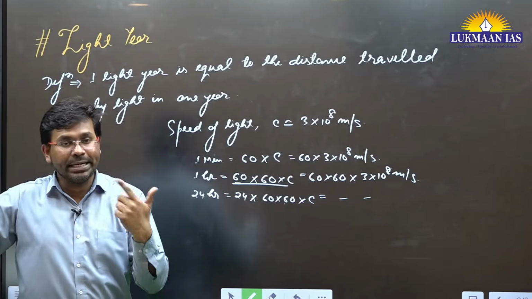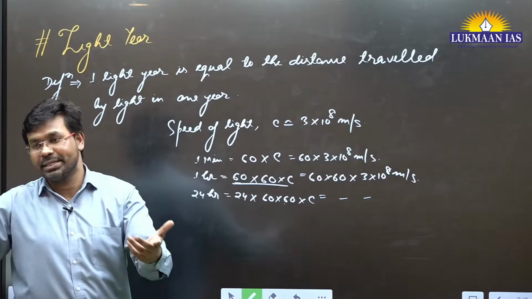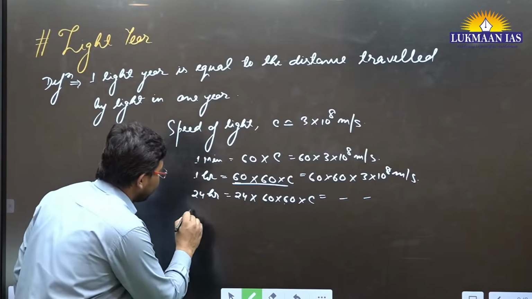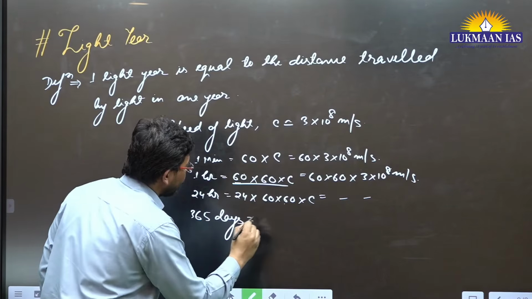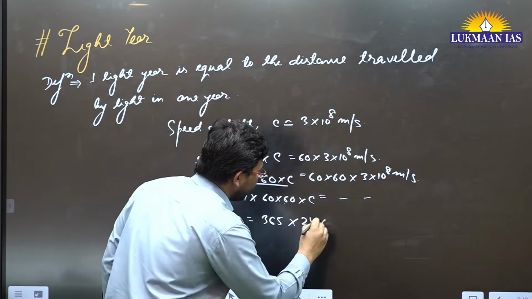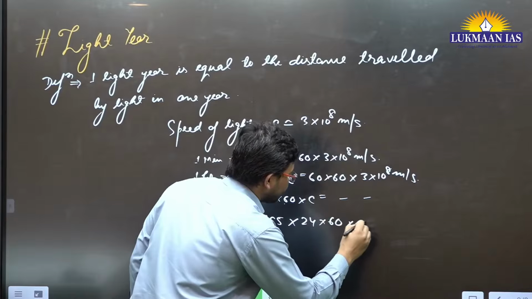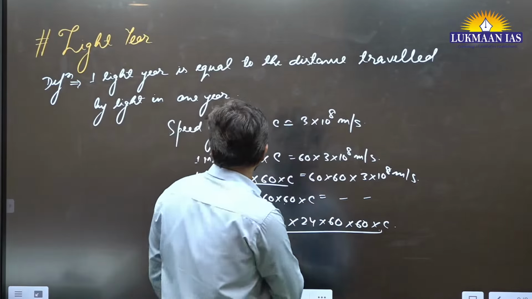In 1 year, how many days do we have? 365.4 days, or we can consider 365 days for roughly. So in 365 days, how much light is going to travel? It is going to be 365 into 24 into 60 into 60 into C, right? So this is the thing.